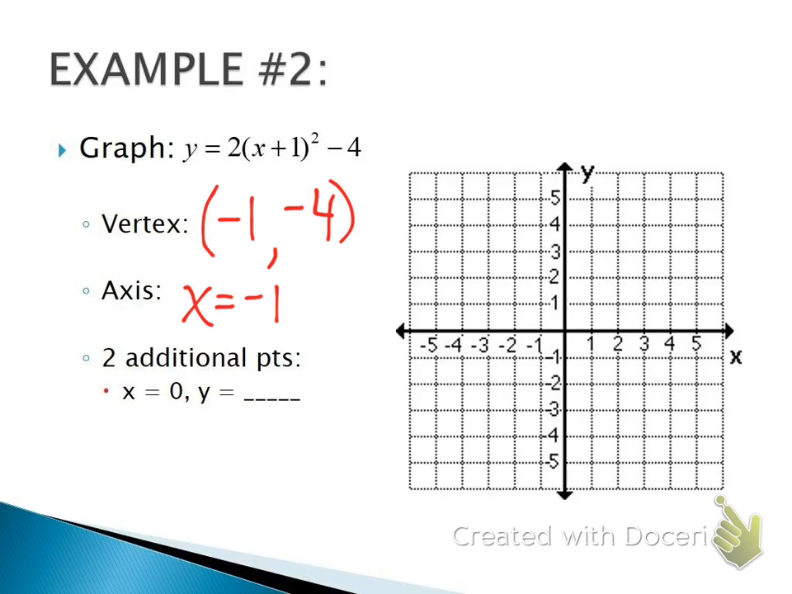So they are reminding us on the slides again that they want us to plug in X equals 0 to get our first point. If I do that, we have Y equals 2 times 0 plus 1 squared minus 4. What is 0 plus 1? 1. What is 1 squared? 1. What's 1 times 2? 2. What's 2 minus 4? -2. So when x equals 0, y comes out to be -2.